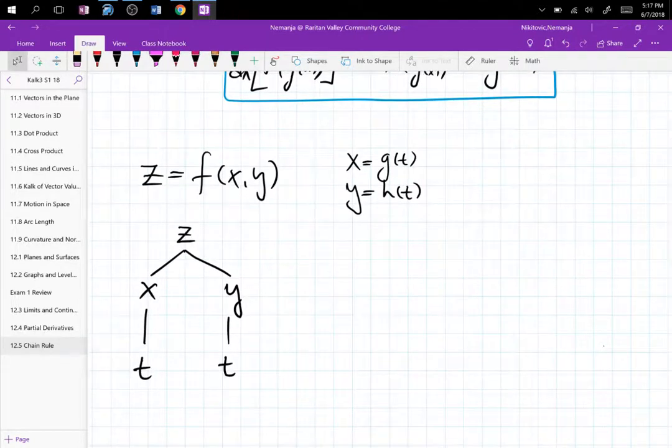Now, let's see what the derivative is. What I'm looking for is the derivative of z in respect to t.